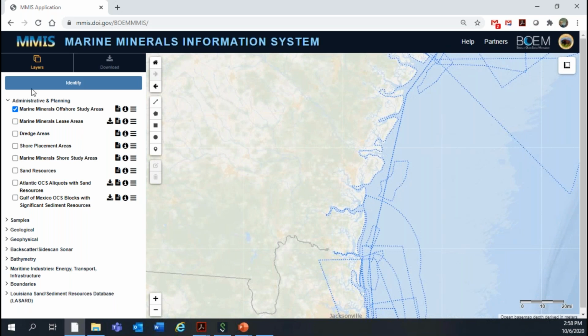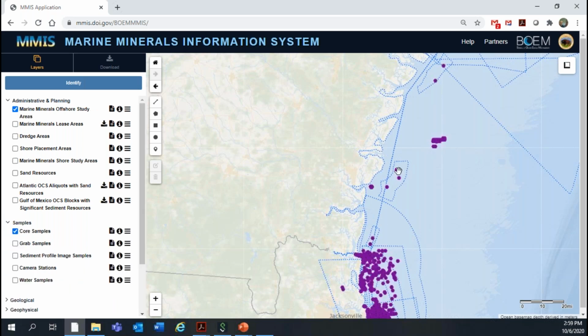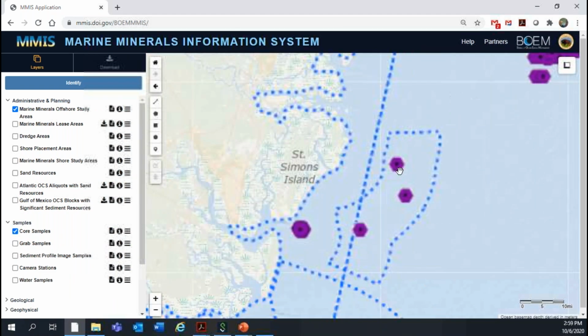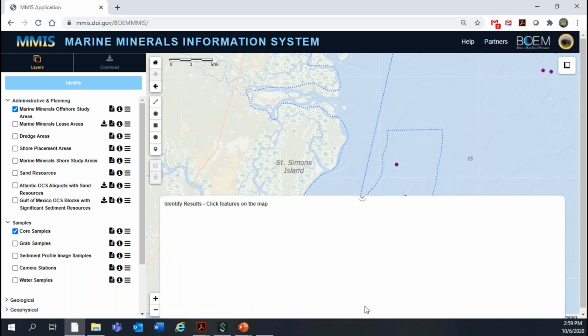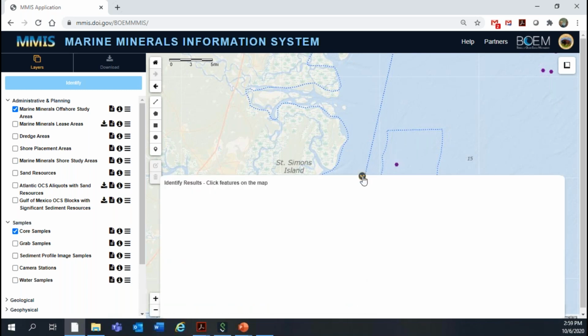So as you can see, there's a lot of different options. You can see the study areas here. All these blue dotted lines are polygons that have studies that have been conducted by BOEM or in cooperation with our partners in the state, as well as NOAA and the Corps of Engineers, as well as USGS. So core samples. If you scroll in, you can click identify and click on that one link right there, and it should pop up.